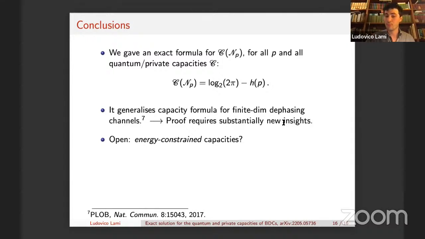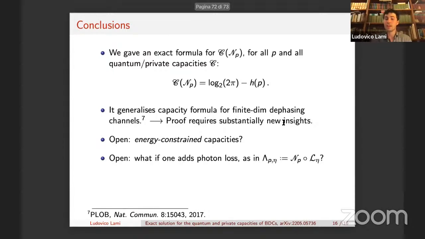There are some open problems that I'd like to advertise. First of all, we don't understand the energy-constrained capacities for this one. I would very much like to understand those. Also, there are related models of noise across optical fibers that are more difficult to investigate, and it would be really good to be able to say something more about these channels. For example, another very typical phenomenon is photon loss across an optical fiber, and you get a more refined model of noise if you add photon loss to the picture. So not only dephasing, but also photon loss. Also for that one, we don't know how to compute the capacities. And with that, I'd like to thank you.